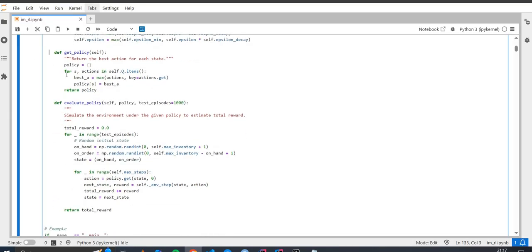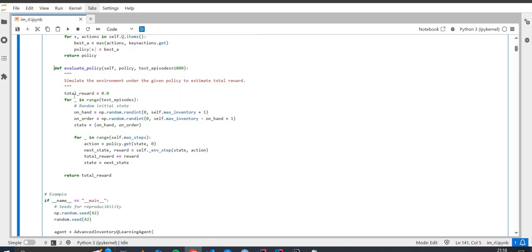Okay, and we have get policy. What is that? Once training is complete, this function extracts the best learned actions for each state. It simply goes through the Q table, finds the action with the highest value for each state, and stores it in a policy dictionary.